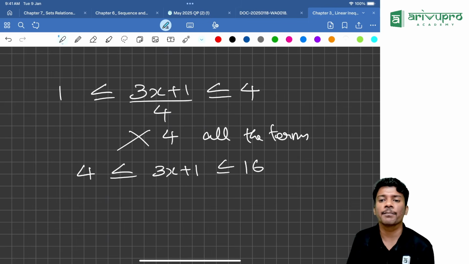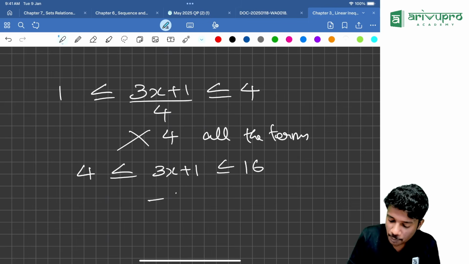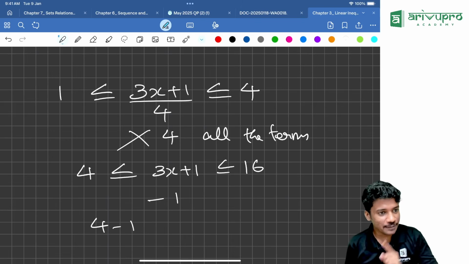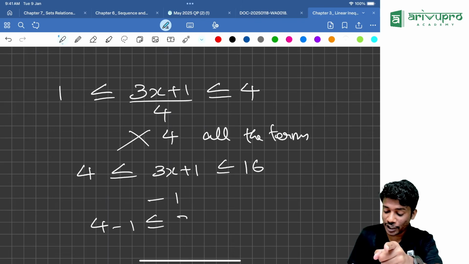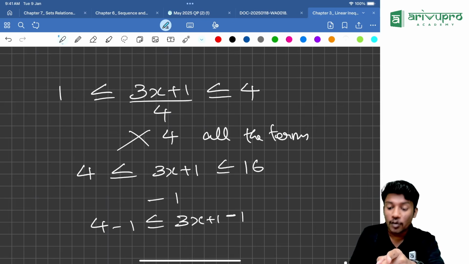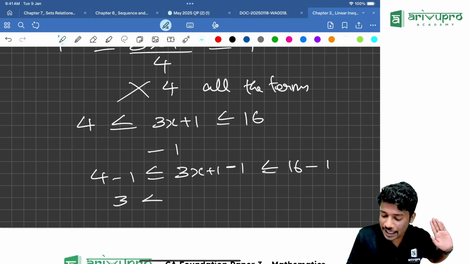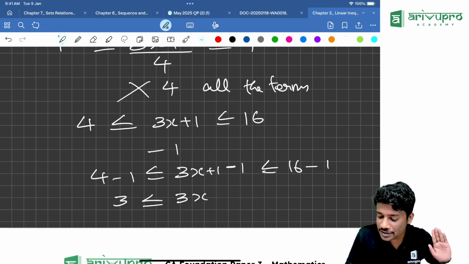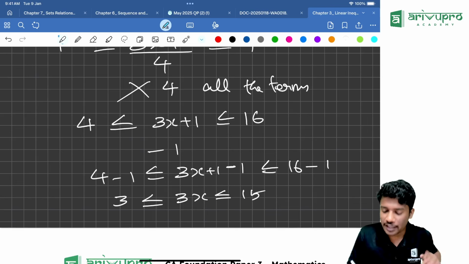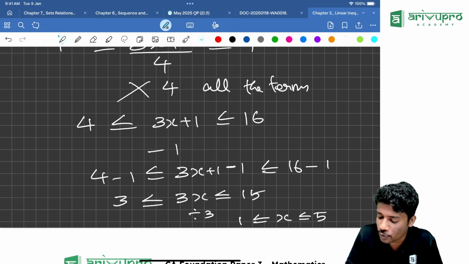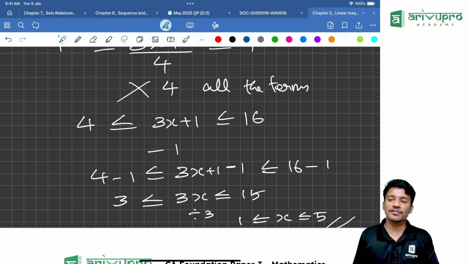Now, what is the next step? Minus 1. Then it will become 4 minus 1 less than or equal to 3x plus 1 minus 1 less than or equal to 16 minus 1. Now, what is remaining? 3 less than or equal to 3x less than or equal to 15. What is the last step? Divide by 3. What is remaining? 1 less than or equal to x less than or equal to 5. Those are the possible values of x.